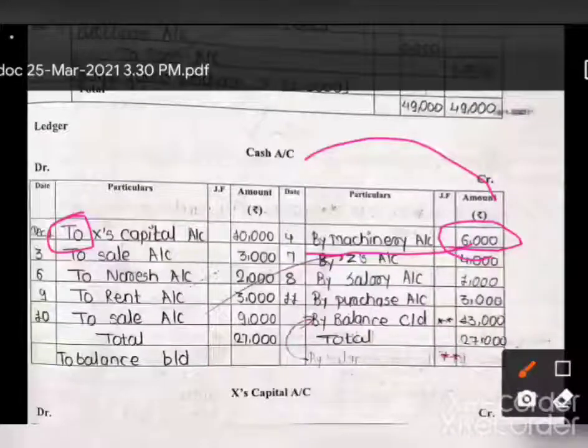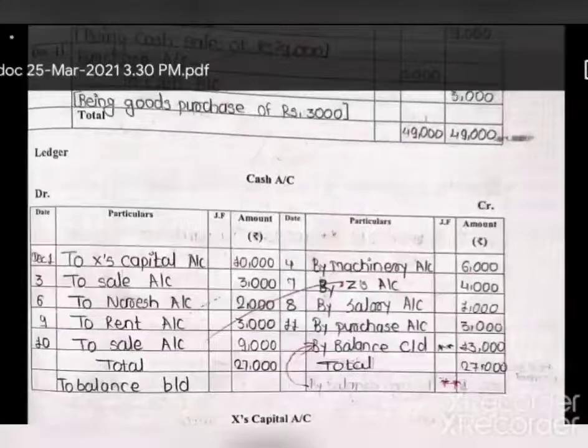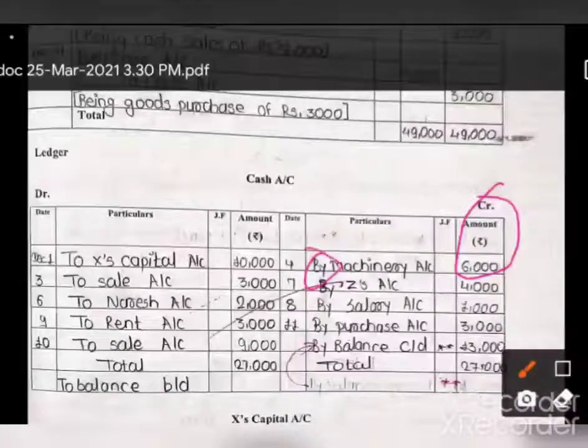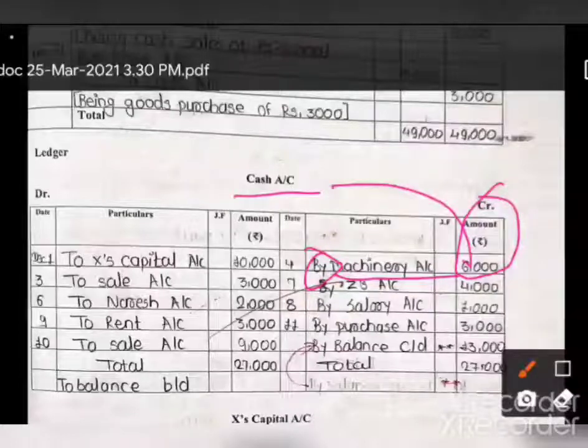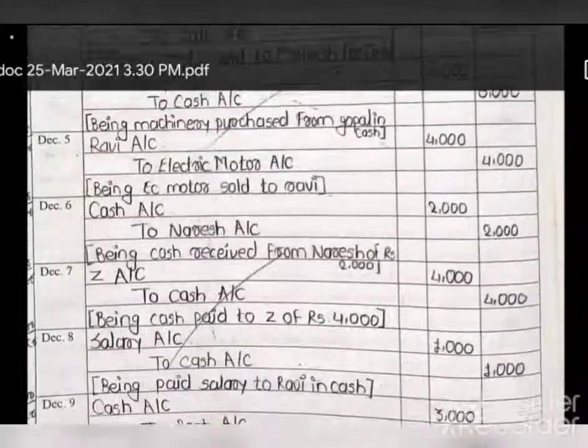Now since cash is credited, we will enter the amount in the credit side. Here the amount is entered. The prefix by is used: by machinery account. How will we read it? Cash account is credited by the name of machinery account. So it is machinery account debit 6,000 rupees to cash account. This is how we enter the transactions. We'll check another example of cash account.